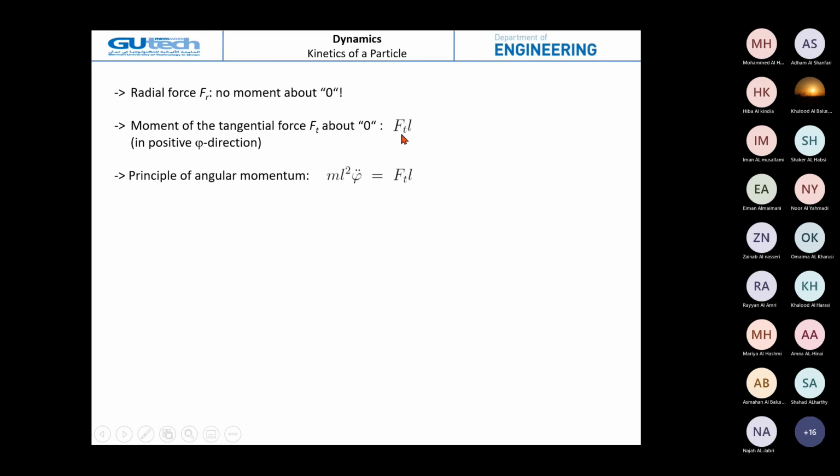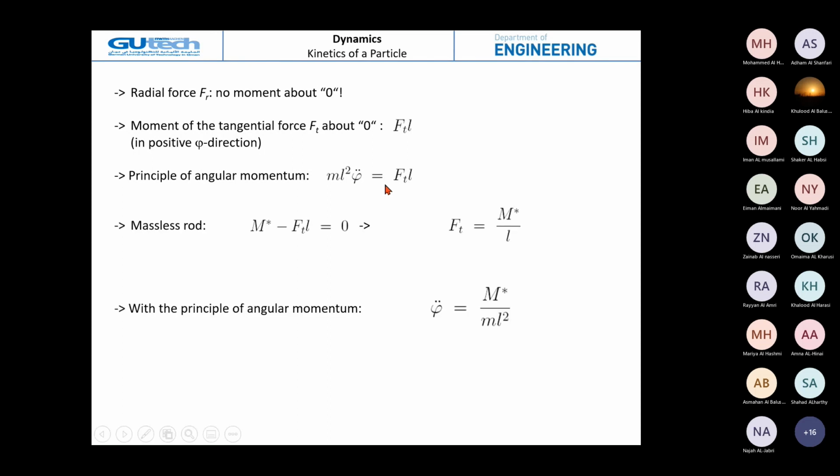It will be only Ft multiplied by L. Now we apply the principle of angular momentum. This will be E0 multiplied by phi double dot, equal to the moment about the point O. This is the equation.